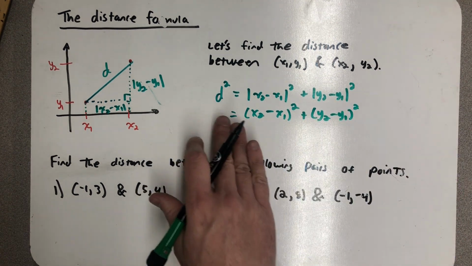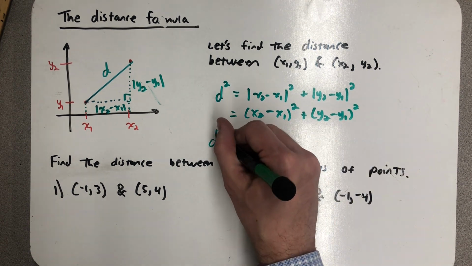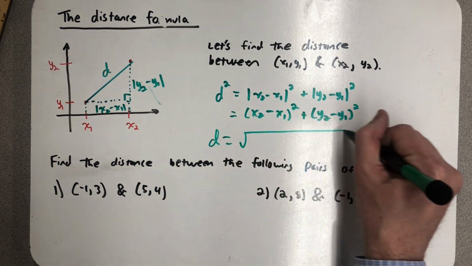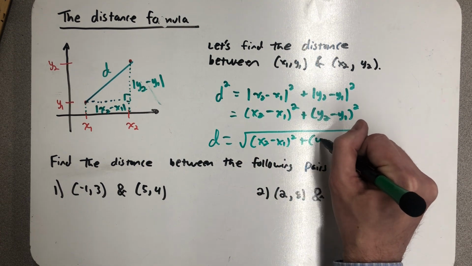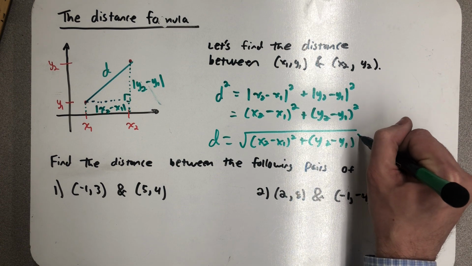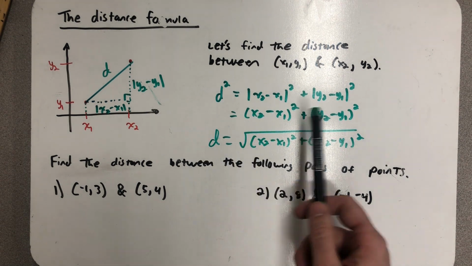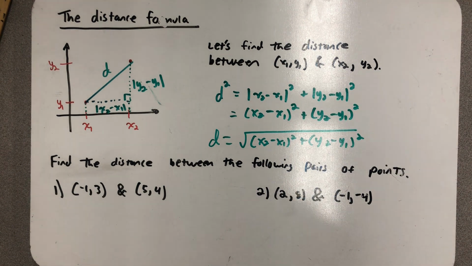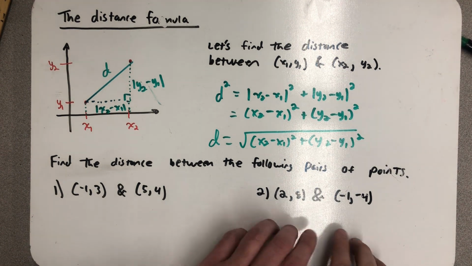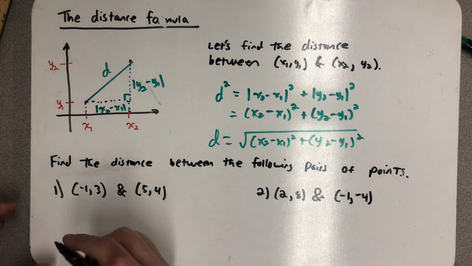So I just have d squared equals x2 minus x1 squared plus y2 minus y1 squared. If I take a square root, then I've derived our distance formula. This formula will find the distance between any pair of points in the plane. So the distance between points x1, y1 and x2, y2 is the square root of x2 minus x1 squared plus y2 minus y1 squared. And now we can do these 2 examples where we're just asked to find the distances between 2 different pairs of points.